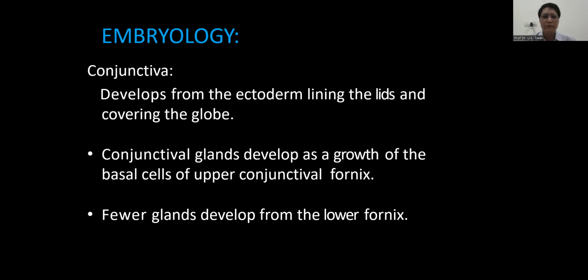Embryology: the conjunctiva develops from the ectoderm lining of the lid and covering of the globe. So it is essentially ectodermal in origin. The conjunctival glands develop as a growth of the basal cells of the upper conjunctival fornix. There are fewer glands that develop from the lower fornix also.